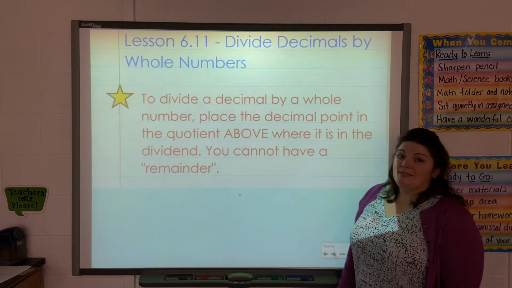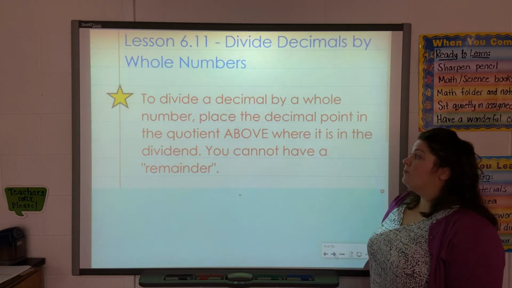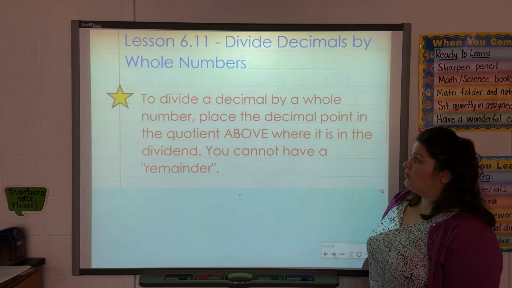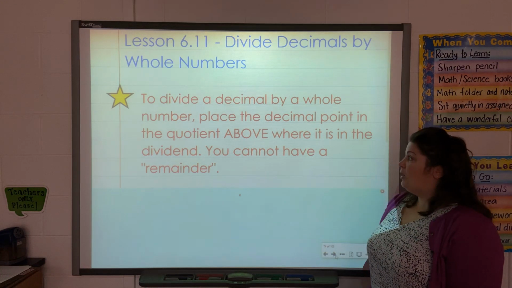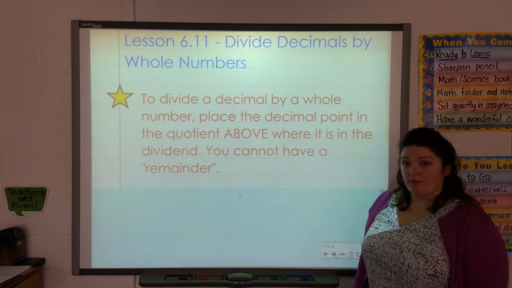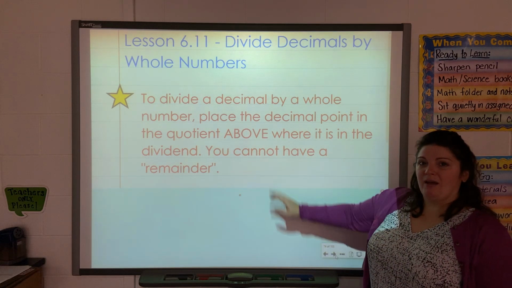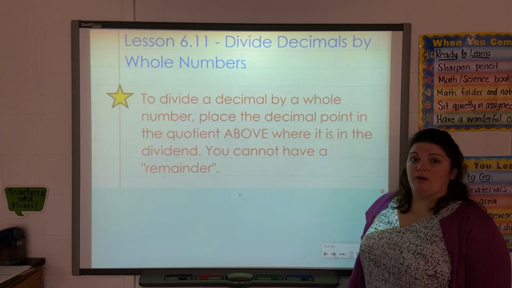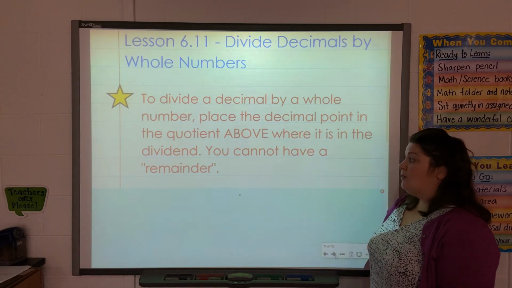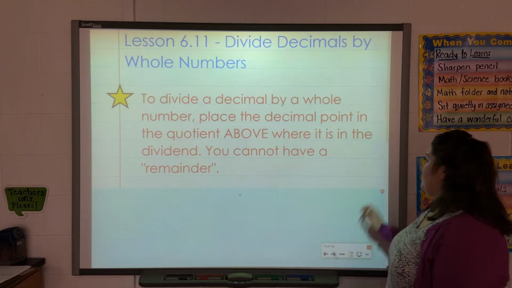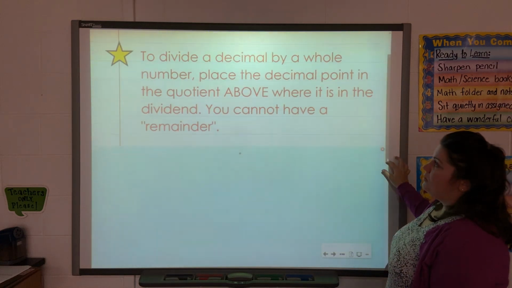To divide a decimal by a whole number, you place the decimal point in the quotient above where it was in the dividend. When we divide with decimals, you'll see that we can't have remainders because we have decimals in our answers. I'll show you that example in a second. But first, let's take a look at this example.